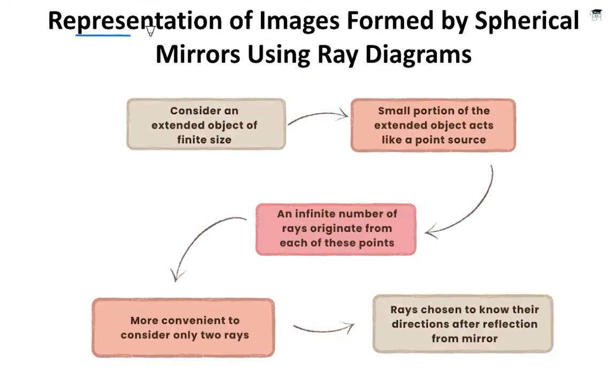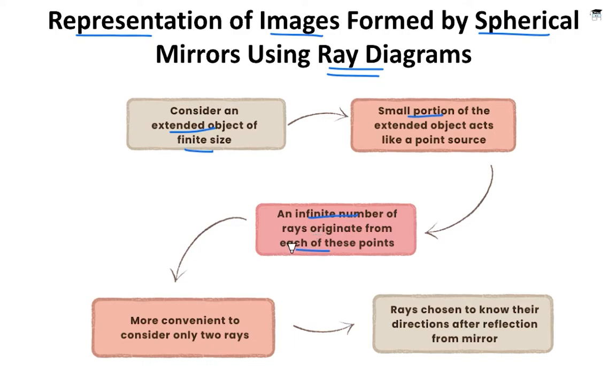Now let's see the representation of images formed by spherical mirrors using ray diagrams. For studying ray diagrams, we should consider an extended object of finite size placed in front of a spherical mirror. Each small portion of the extended object acts like a point source. An infinite number of rays originate from these points.